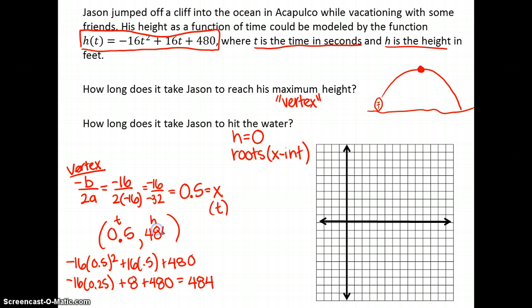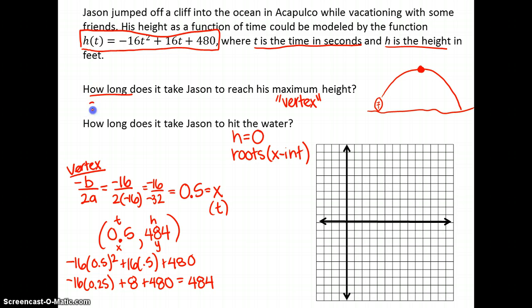So our vertex is at (1/2, 484). What does that really stand for? Besides just finding the vertex, we need to know what it stands for. It's the x value, which is t in this case, and the y value, which is h for this particular problem. So what do these stand for? It's half a second, because that's what the x value stands for, and 484 feet because that's what the y value stands for.